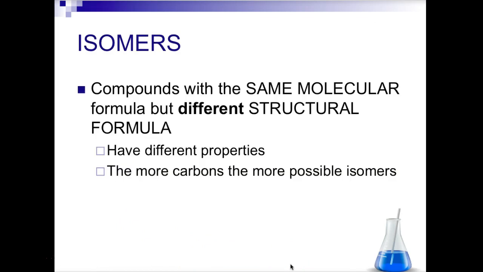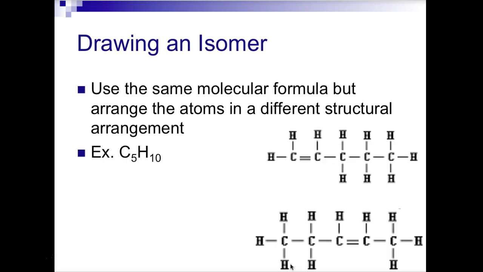What about for isomers? Isomers are compounds with the same molecular formula but different structural formulas. They have different properties, and the more carbons you have in your structure, the more possibilities you have for isomers. So when we draw an isomer, that's exactly what we're doing. We're going to use the same molecular formula but arrange the atoms in a different structural arrangement.